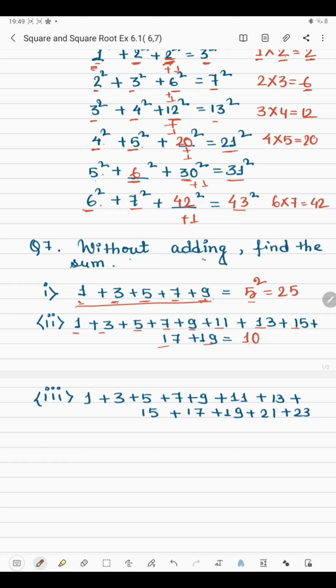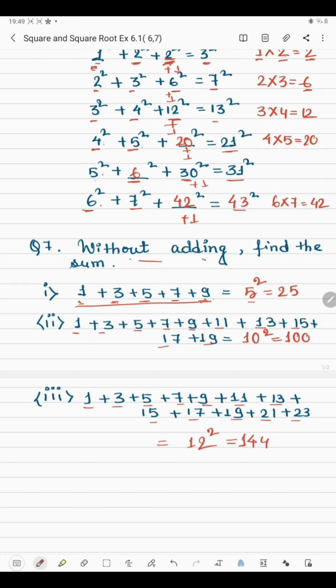Now if you find the square of 10, then you will get the sum of these odd numbers, which is 100. Okay. Now coming to the third part, see again we will count the number of odd numbers. So here 1, 2, 3, 4, 5, 6, 7, 8, 9, 10, 11, 12. Total 12 odd numbers are there. So how will you find the sum without adding? We'll just count the number of odd numbers, which I have counted. It's 12. Now when you find the square of this, then you will get the sum of these odd numbers.